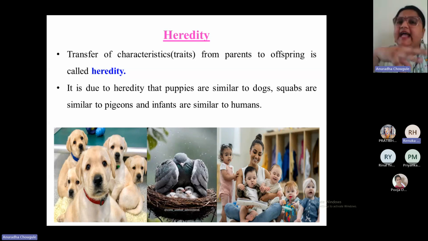So heredity is the characters which are going to transfer from parents to offspring, and inheritance is the process by which the transfer of characteristics takes place. That is nothing but inheritance.